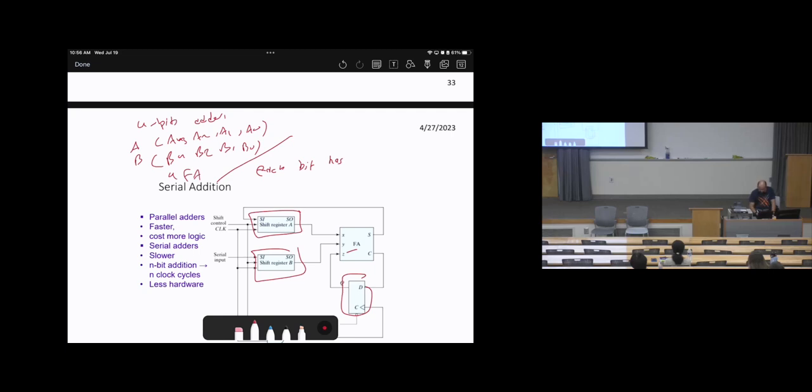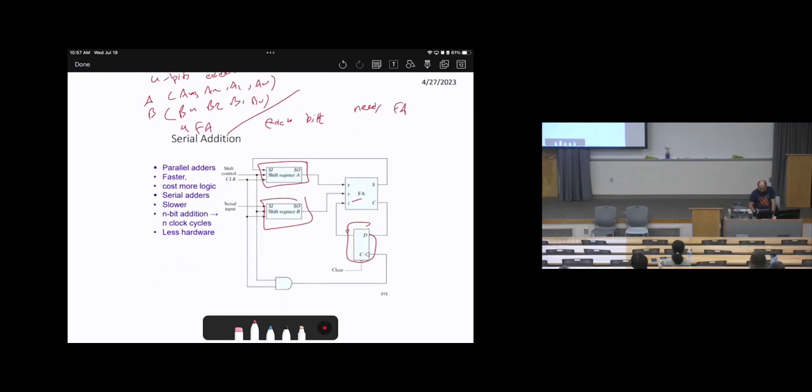As we saw earlier, even in the exam, each bit needs a full adder. That's what we know in combinational logic circuits, right? Now, if we use the shift register, or if we use the registers, it can be easier by using only one full adder rather than using multiple adders. So here, using registers, we need one full adder.